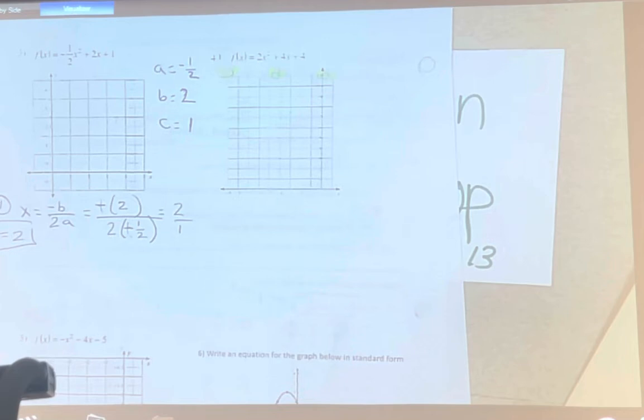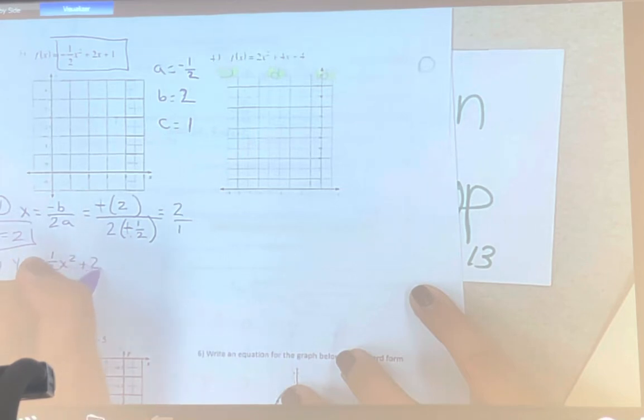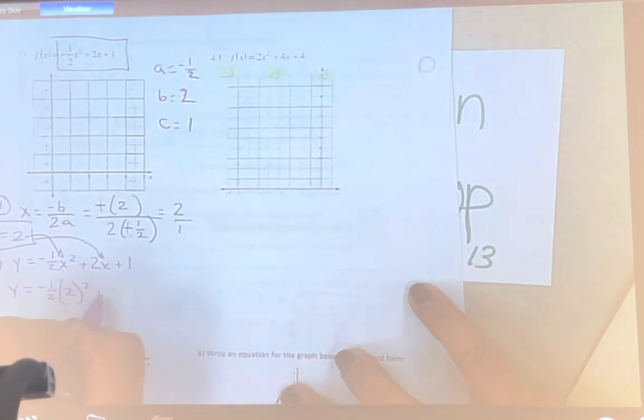And what is step 2? The y. We're going to plug our x value into our equation. This is our equation up here. So we have y equals negative 1/2 x squared plus 2x plus 1. And we're going to take that 2 and plug it in for x everywhere you see it. So we have y equals negative 1/2 parentheses 2 squared plus 2 parentheses 2 plus 1.